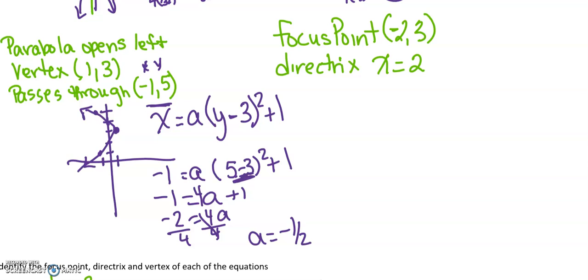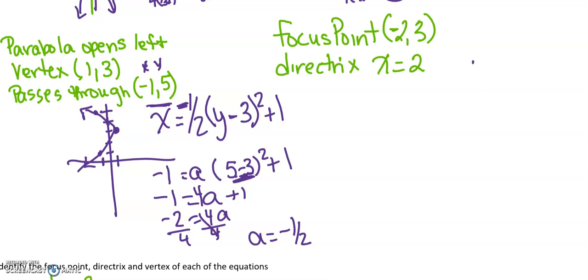So if I'm going to write this equation, I'm going to replace this a with a negative 1/2. It opens to the left, so I know it's negative. And now I found out my a term was a half. Okay? That one's a little trickier. You have to do a little bit something different to find what you need.